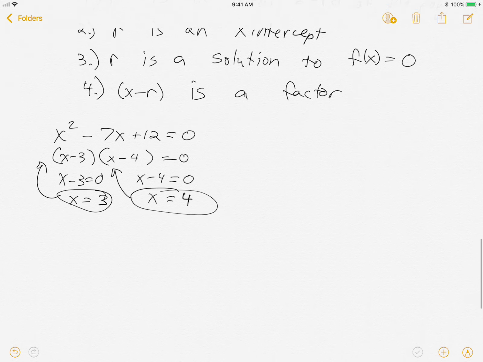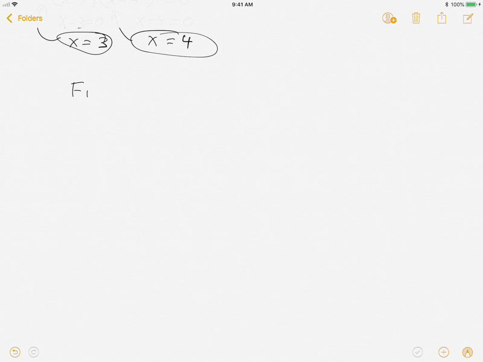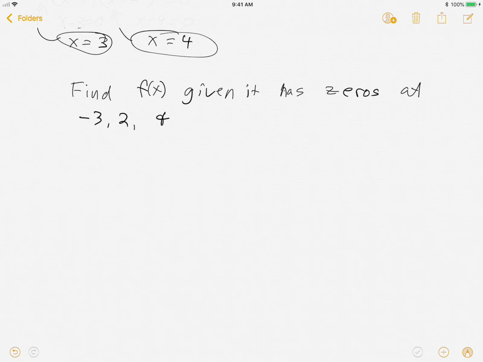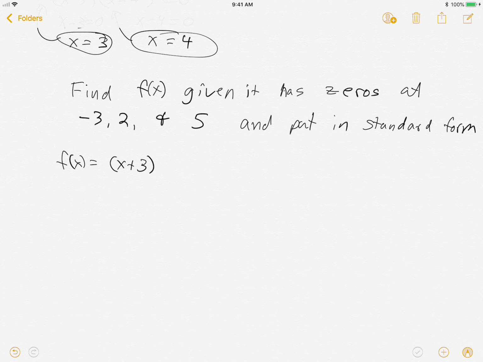Okay, so using that rule, let's find f of x given it has zeros at -3, 2, and 5, and put in standard form. Okay, so if -3 is a 0, x plus 3 is a factor. If 2 is a 0, x minus 2 is a factor. If 5 is a 0, x minus 5 is a factor.